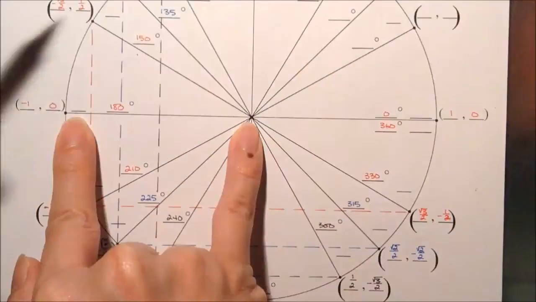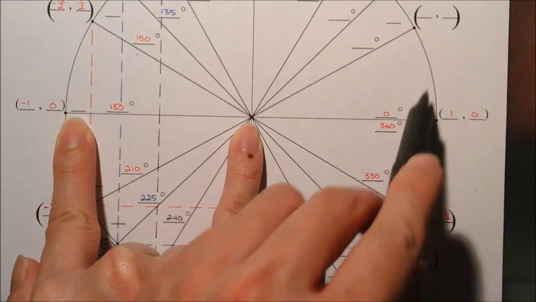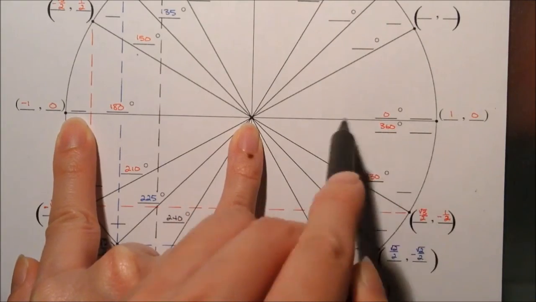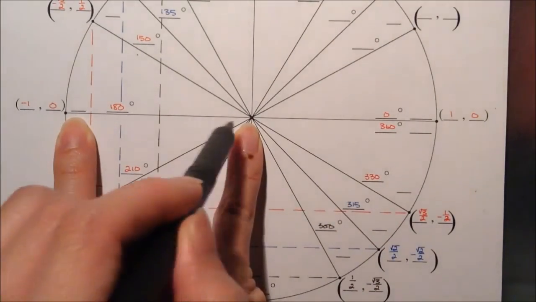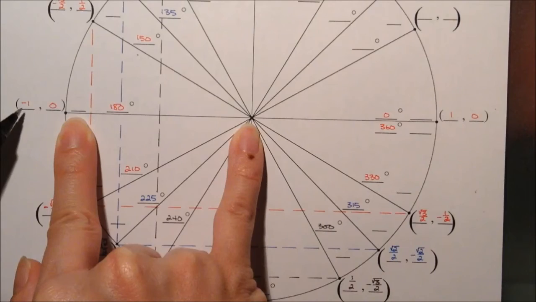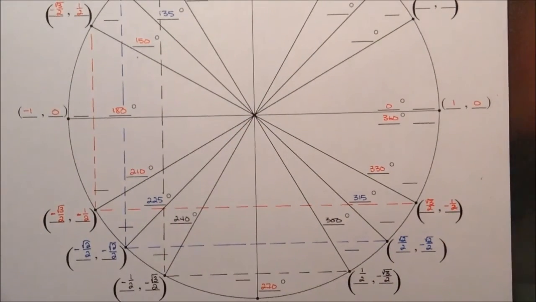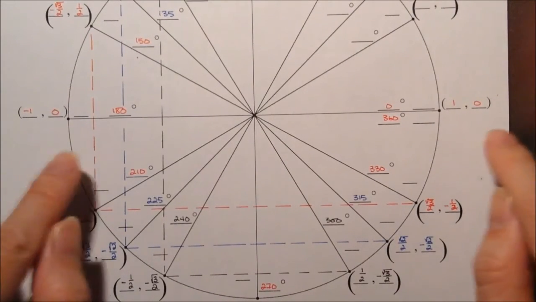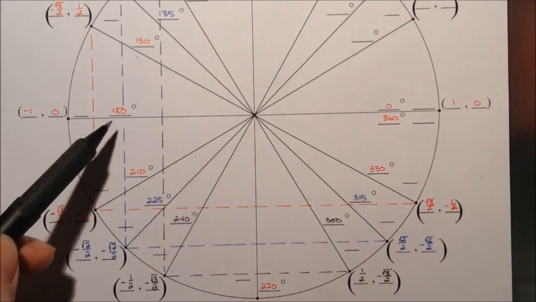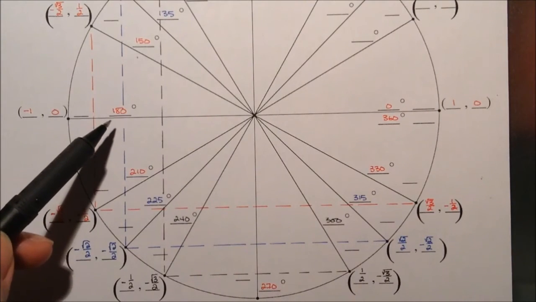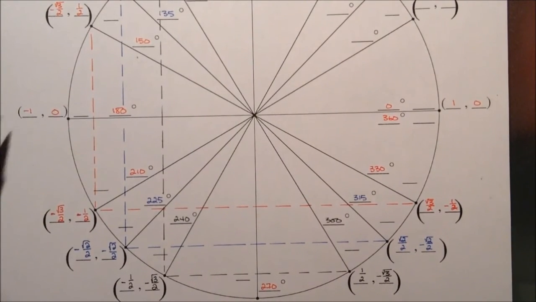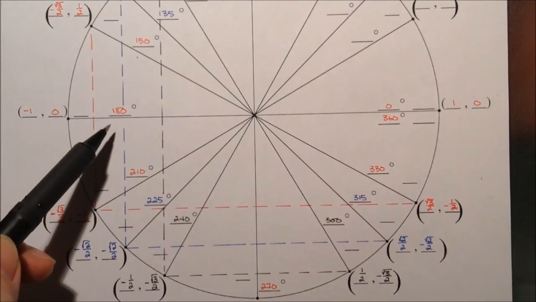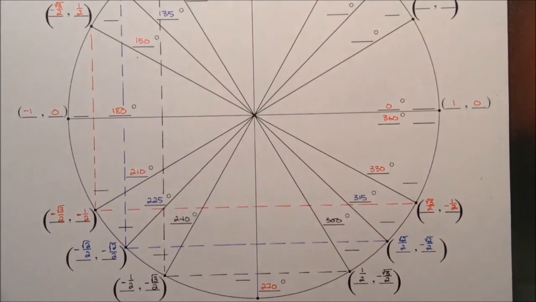Since it's a straight line, if that is 1, on the right side where the x values are positive, then on the left side where the x values are negative, the x value right here would be negative 1. And since this is a straight line, it's at the same height, so the y value will be the same, which is 0. So when you're doing cosine of 180, it's negative 1. When you're doing sine of 180, it's 0.